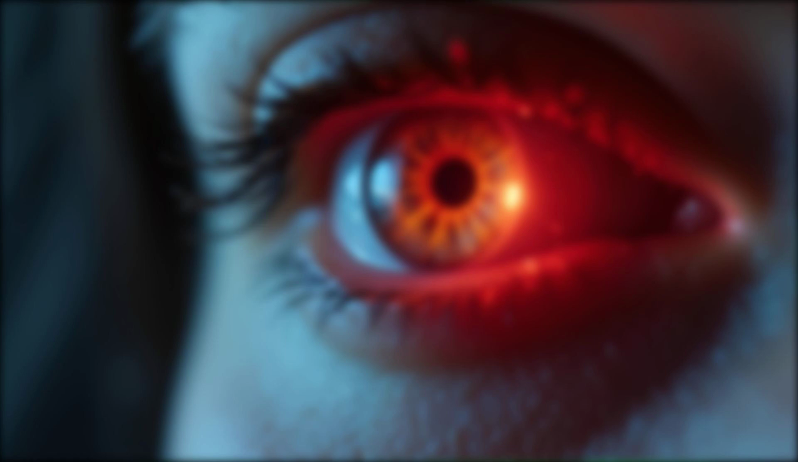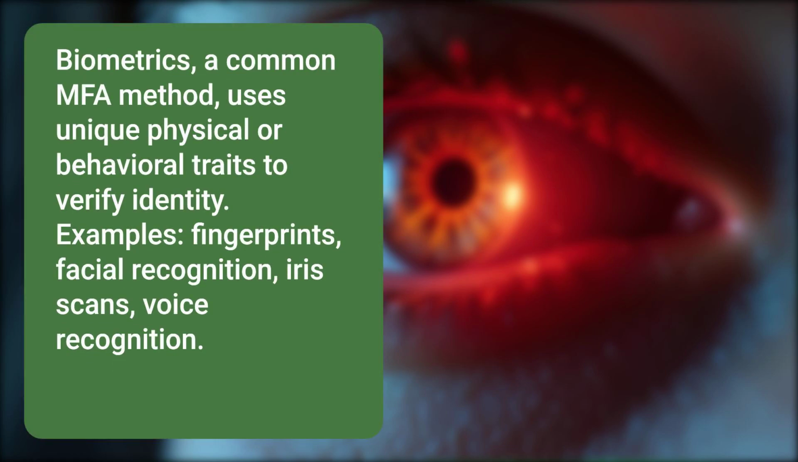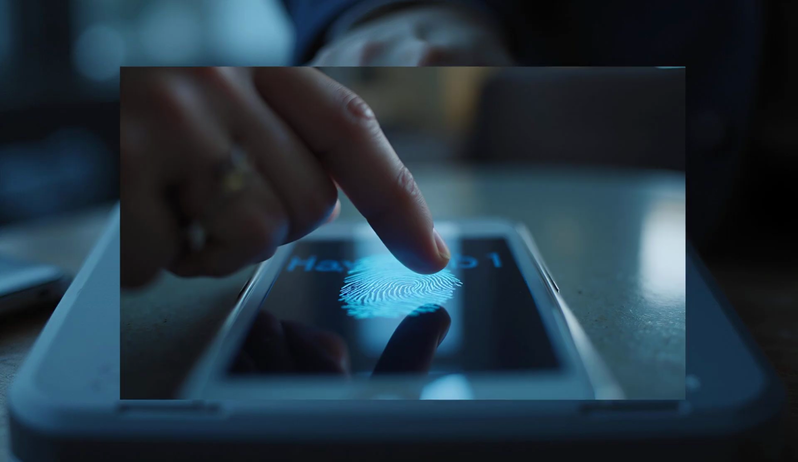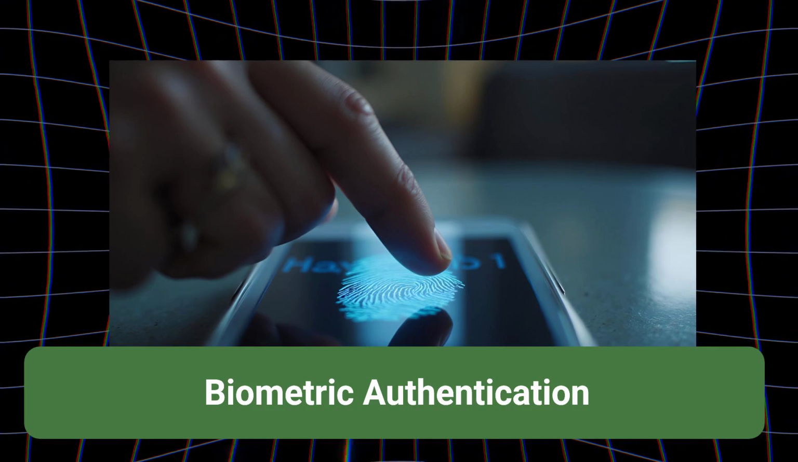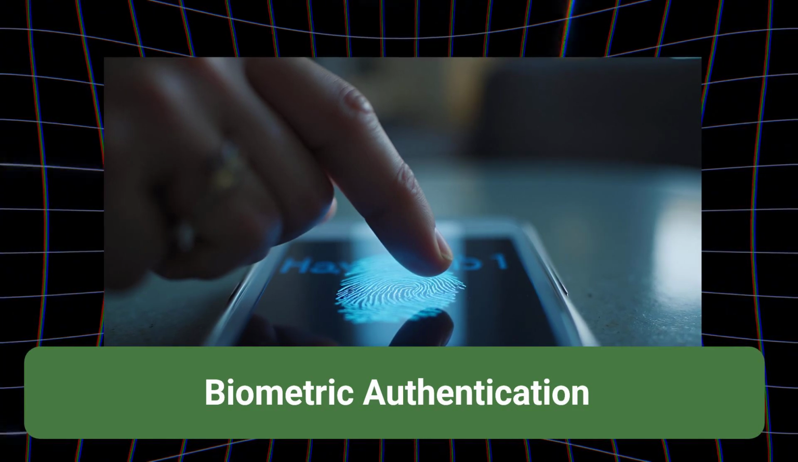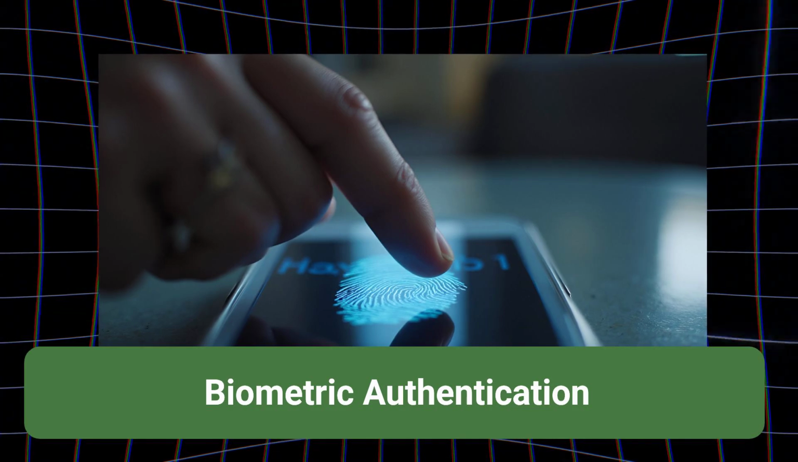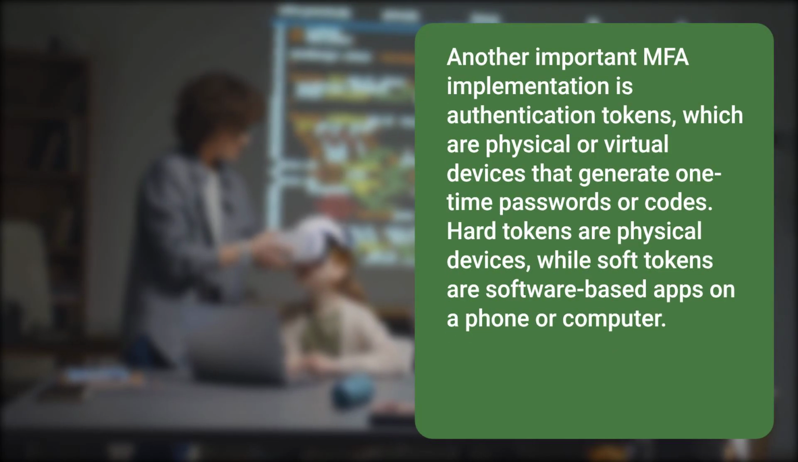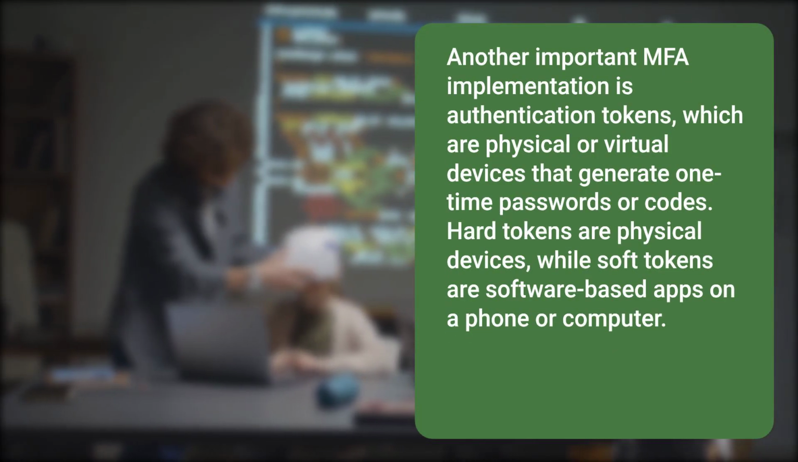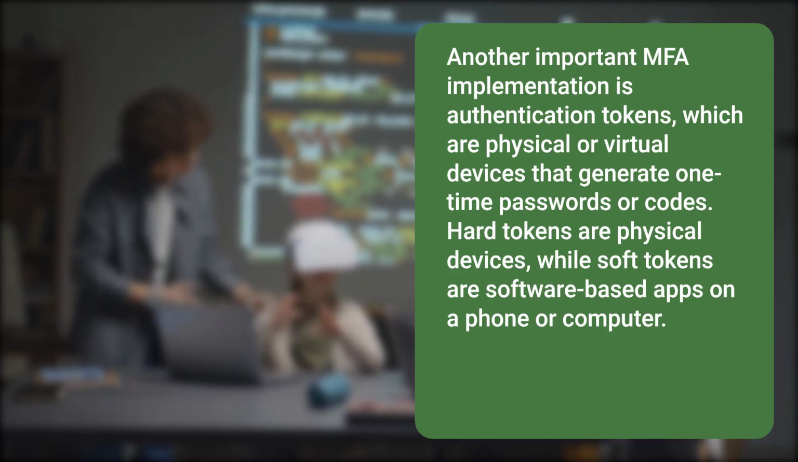One common MFA implementation is biometrics, which uses unique physical or behavioral characteristics to verify identity. Examples include fingerprints, facial recognition, iris scans, and voice recognition. Biometrics fall under the factor something you are. And on the exam, this appears when a scenario describes unlocking a system using a fingerprint or face scan, indicating a biometric authentication method.